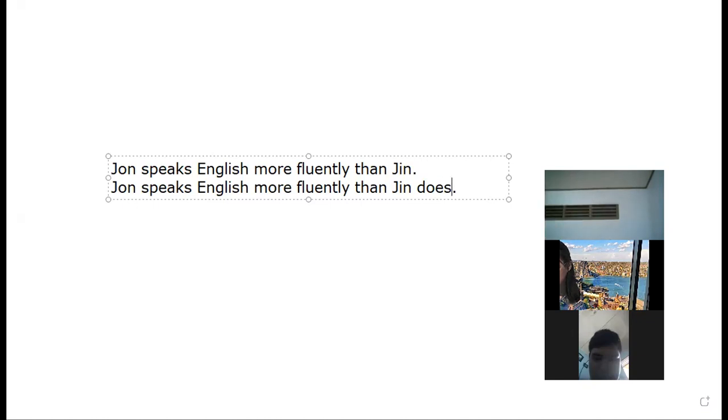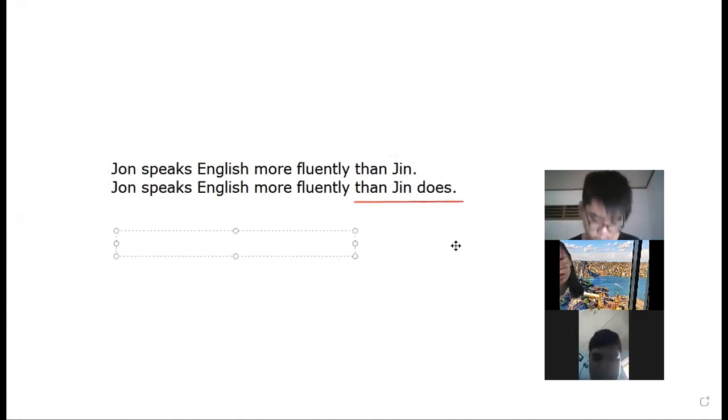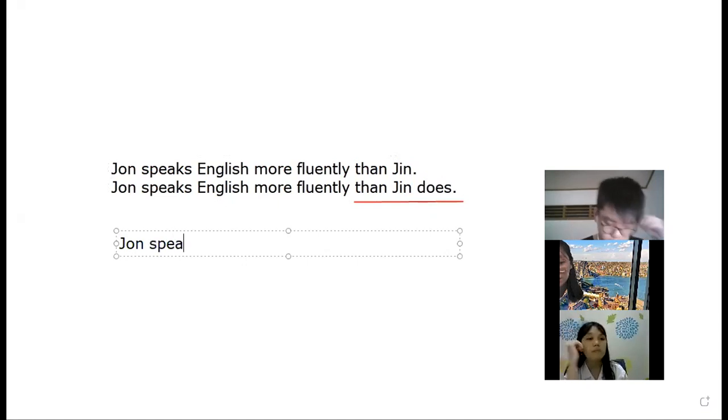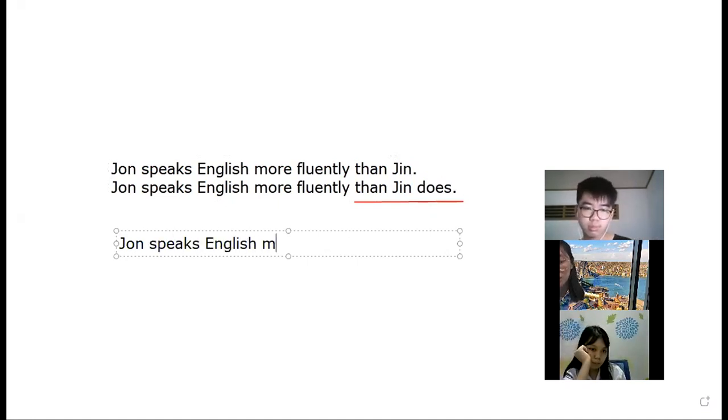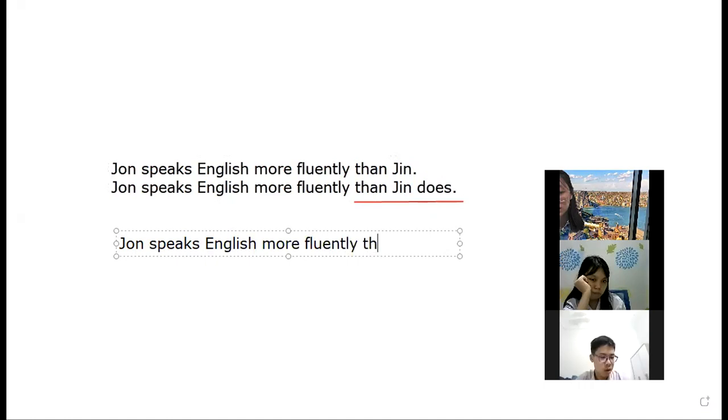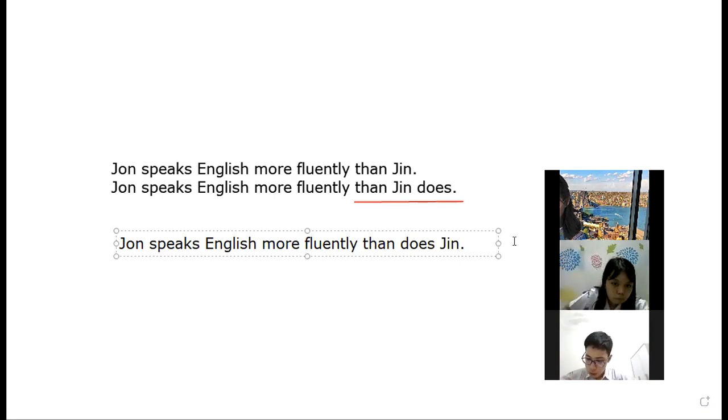So if we want to invert this, oh sorry, kalau ini mau di-invert, jadinya gimana? John speaks English more fluently than does, yes, then does Jean. Okay. Sir, why should we use this? No, you shouldn't. Nggak mesti ya, nak. Yeah, it's actually like the higher level of using comparison. So you can choose either. Yeah, either one. Okay. Now, what about this one?